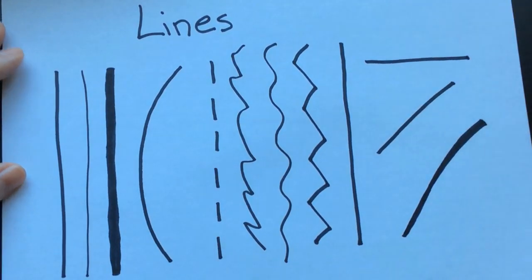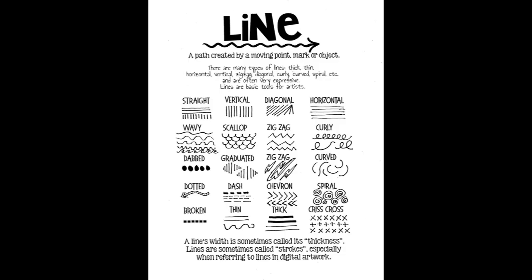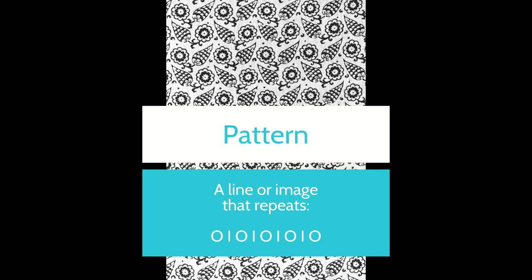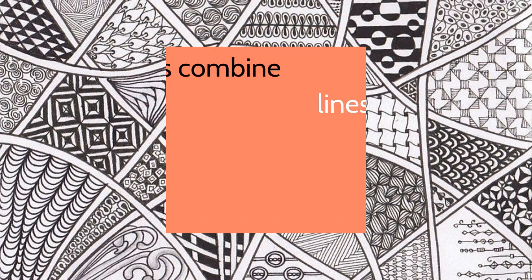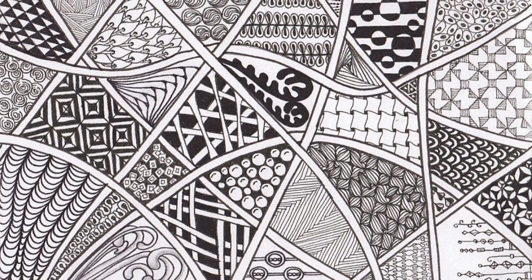Let's take a look at some other types of lines too. What other kinds of lines have you seen or can you think of? If we start to combine lines or repeat lines, we can get a pattern. The pattern is a line or image that repeats. We can combine lines and patterns to create what's called a Zentangle design.